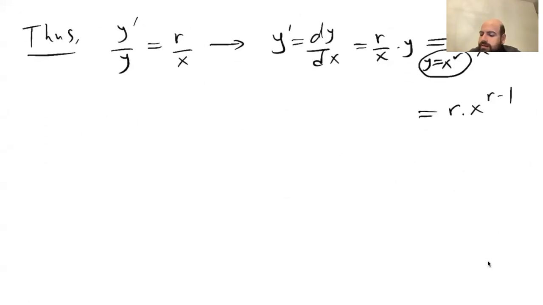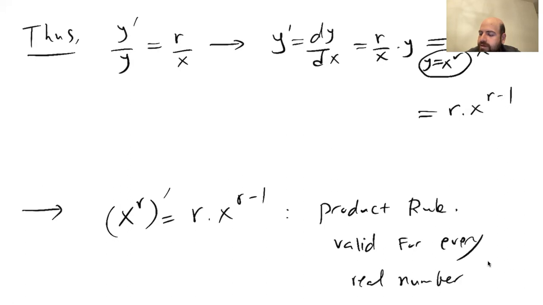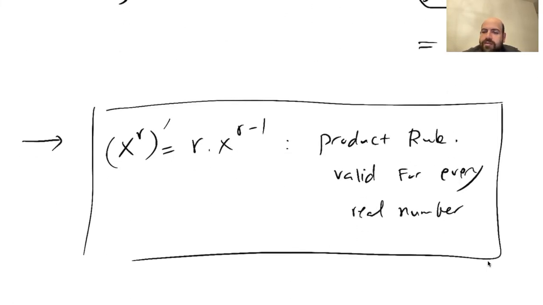So we showed that the derivative of x to the power r is equal to r times x to the power r minus 1. So this is the power rule, and we showed that this is valid for every real number r. Previously, we showed that this power rule is valid for every integer. And now we showed that it's valid for every real number r.